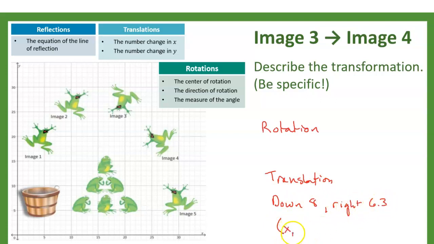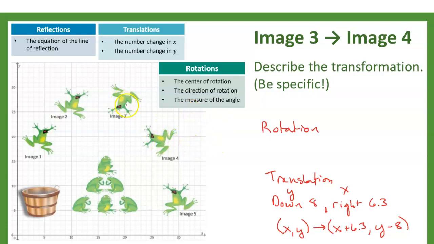Remember, we also have this notation, (x, y) goes to (x, y). Now, be careful not to get these mixed up. Down is our y variable, right is our x variable, so this is x plus 6.3. Down is a negative, right? We go down on the y, so this is y minus 8. So that's our translation rule.